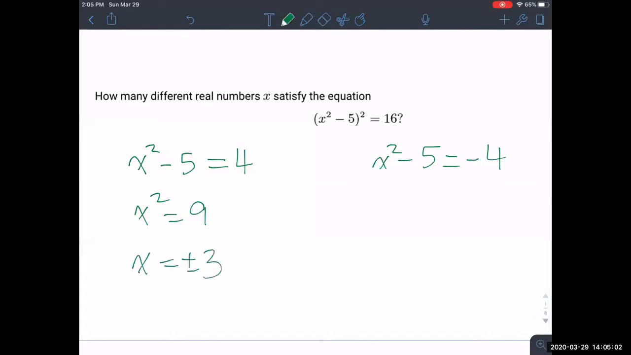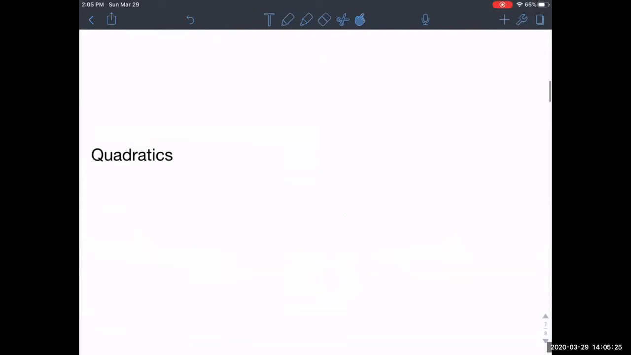We get x squared equals 9, so x is equal to plus or minus 3 on the left side. And on the right side, you have x squared is equal to 1, and then x is equal to plus or minus 1. So all in all, there are 4 different real number x's. Any questions about that? No? Okay. Well, if there's any questions, then Andy can take care of that. So onwards to quadratics.